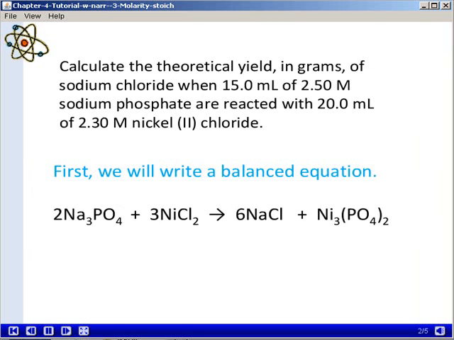First, we're going to write a balanced equation for the reaction between the reactants sodium phosphate and nickel(II) chloride. The products we see are sodium chloride and nickel(II) phosphate.